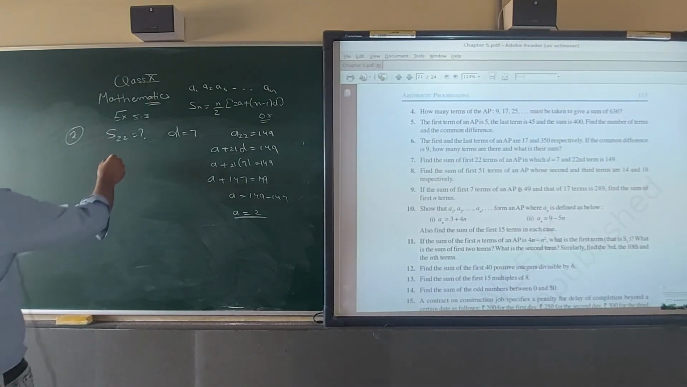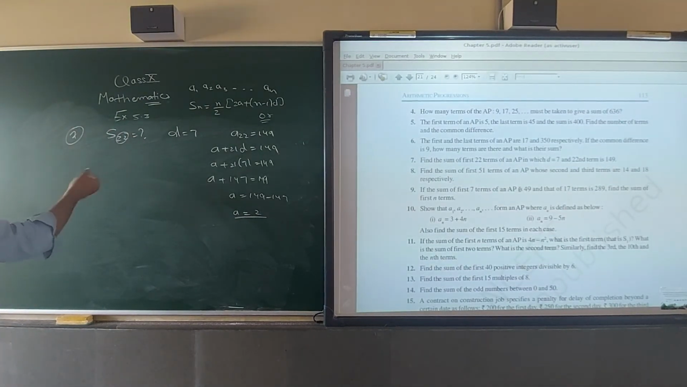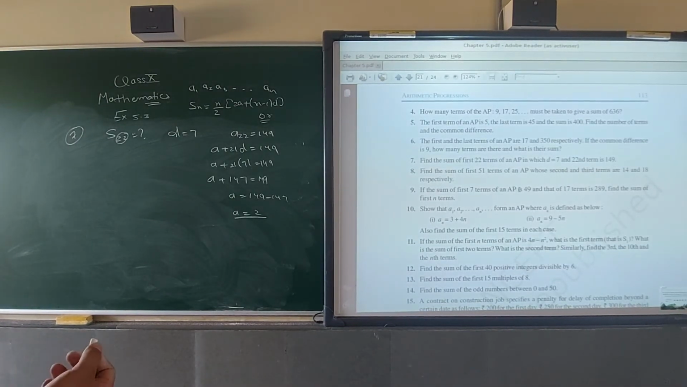a value we have, d value we have. Now n value we already have, 22. Now we can find the sum: n by 2, 2a plus (n minus 1) into d. Now 8th question. Find the sum of first 51 terms of an AP whose second and third terms are given, 14 and 18 respectively.